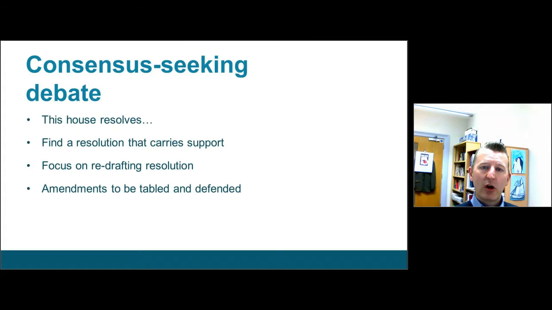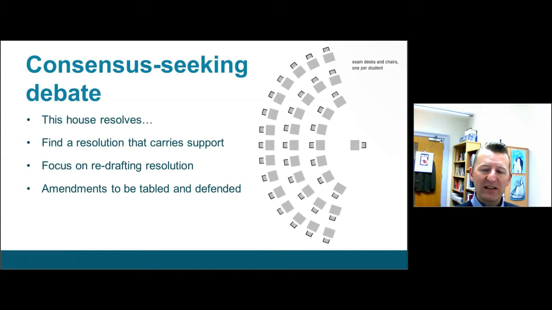There's a focus on redrafting the resolution, so not just stating what you believe and then arguing whether that's right or wrong, but actually keep reworking the wording of the resolution to encourage more people to agree with it. And that means that it's much more active, because different teams of people can table amendments and then speak to the amendments and then vote on each amendment, so that the resolution itself kind of emerges through that conversation.